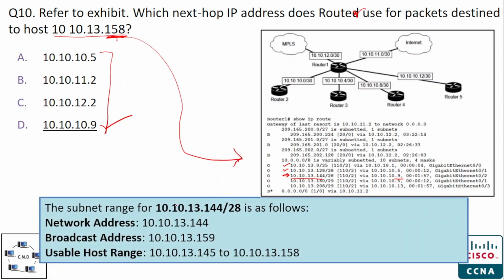So this is the explanation. This subnet 10.10.13.144, this one, has 144 as the network address and 159 as the broadcast address, and the usable host range is from 145 up to 158. So 158 is the actual host IP that is available in this route, and that is why this host is available through this next hop, that is dot 9.